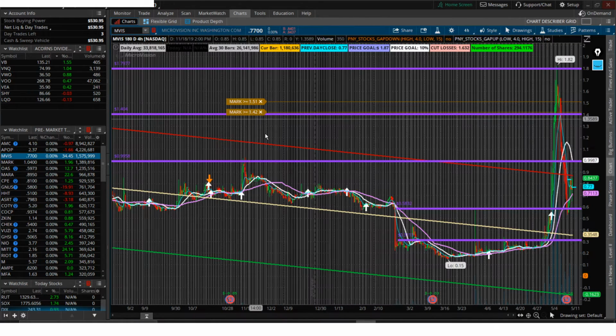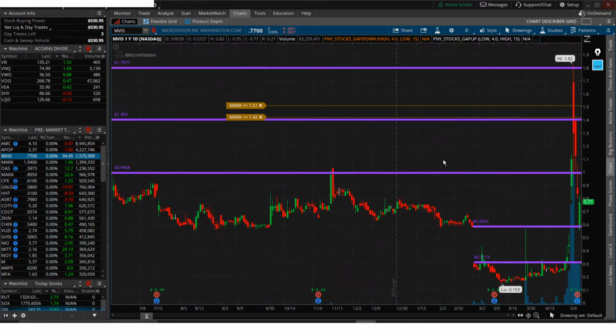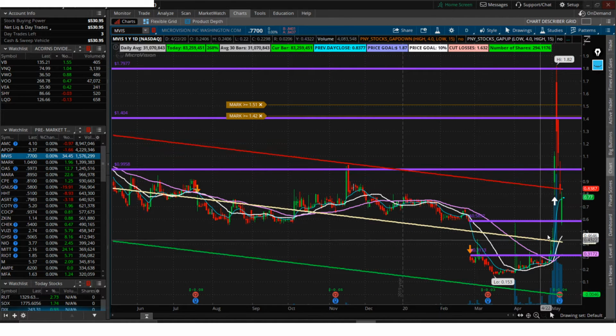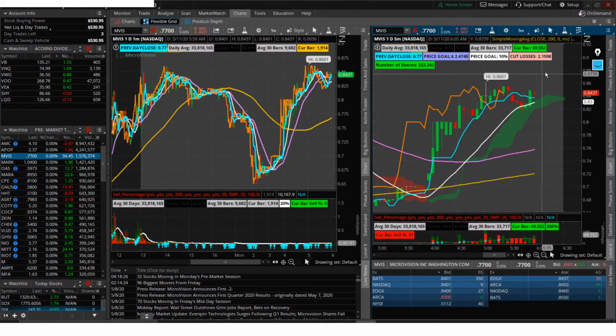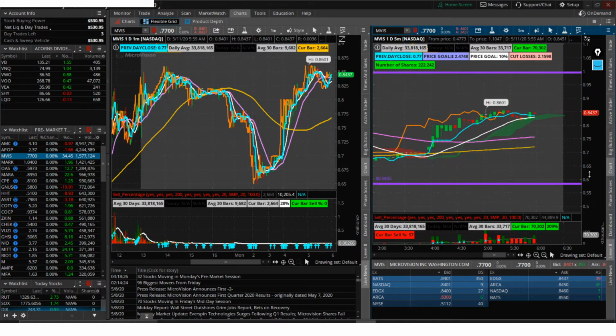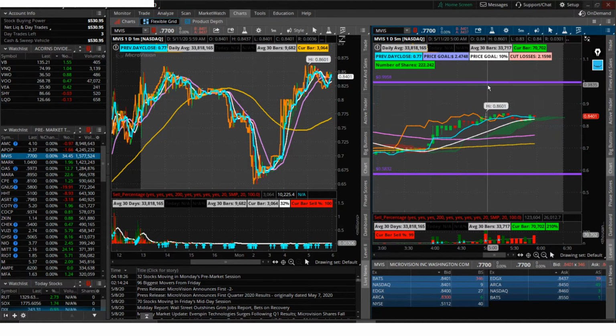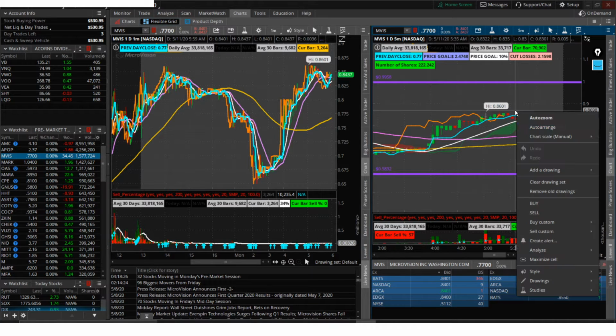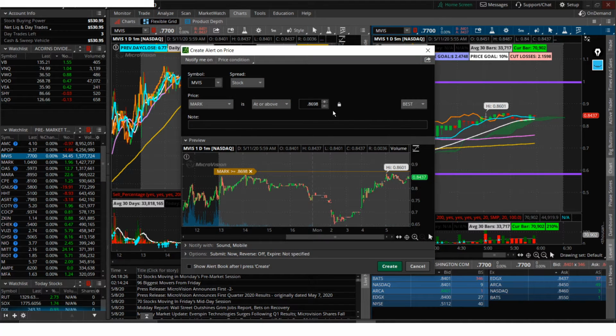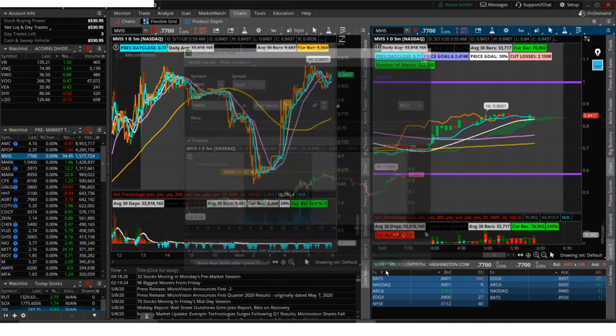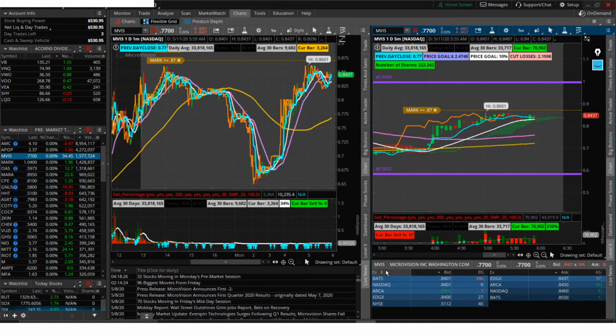MVIS. Let's see, MVIS. I already have some support and resistances, so I have it at a dollar mark. It's trading within this range right here of $1.58. I'm going to create an alert over here at 87. So put an alert right there at 87.